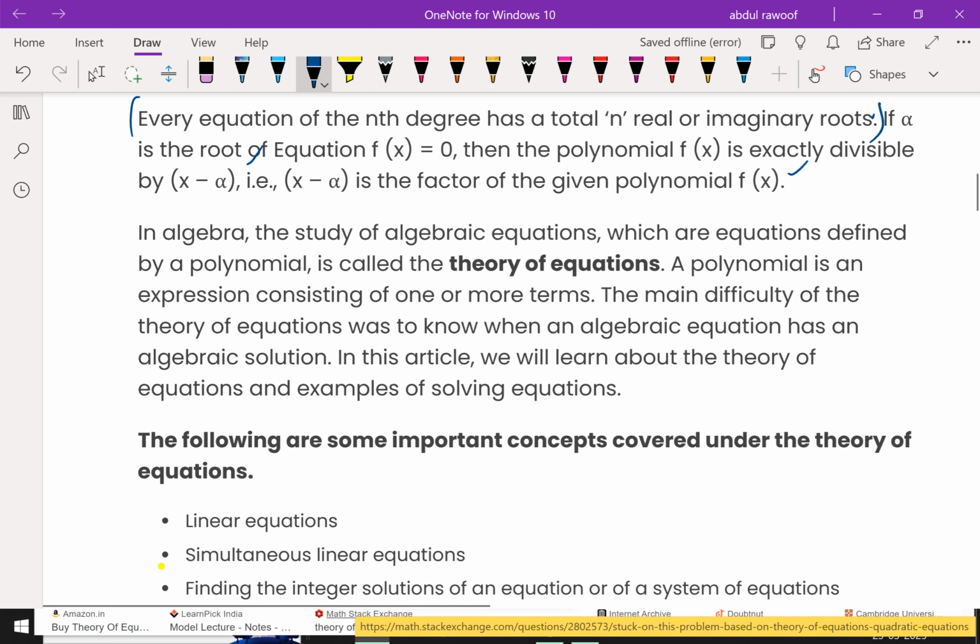In algebra, the study of algebraic equations, which are equations defined by a polynomial, is called the theory of equations. A polynomial is an expression consisting of one or more terms. The main difficulty of the theory of equations was to know when an algebraic equation has an algebraic solution. In this article, we will learn about the theory of equations and examples of solving equations.